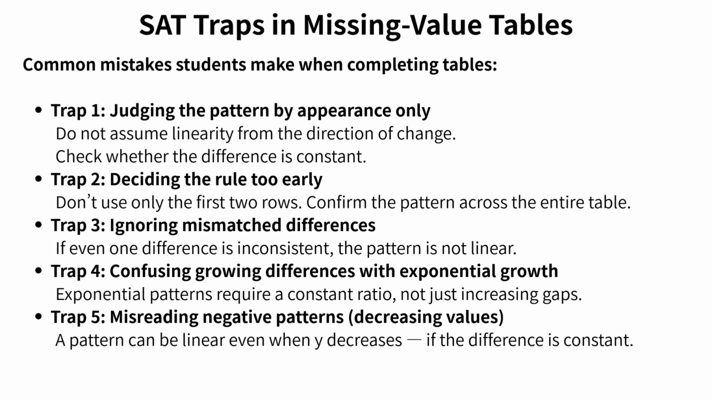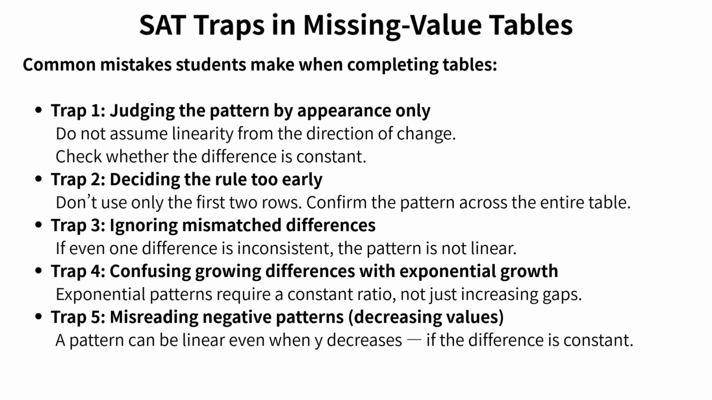Second, some decide the rule too early, using only the first 2 rows of the table. Always check every row before forming a conclusion. Third, a table where the differences do not match cannot be linear, even if the numbers look close. A single mismatch means the pattern follows a different rule.